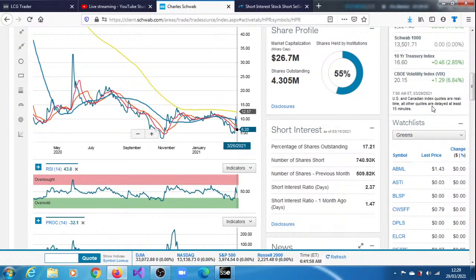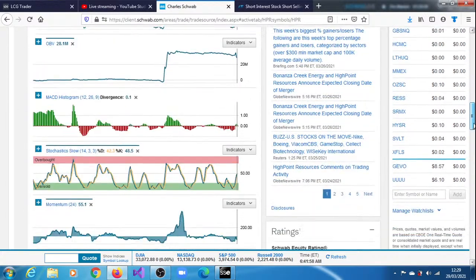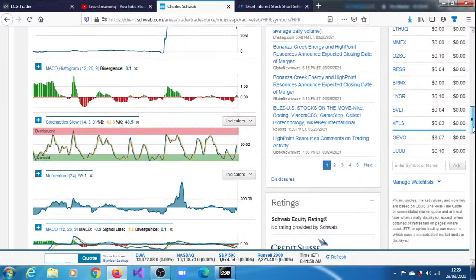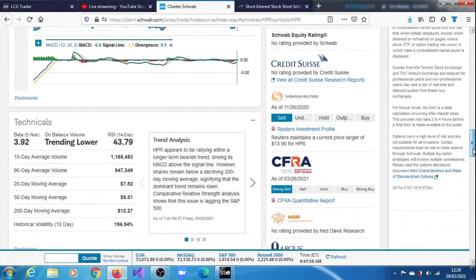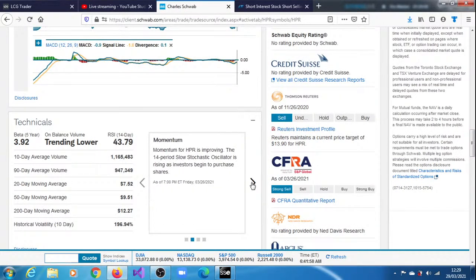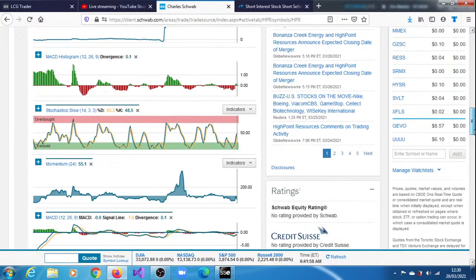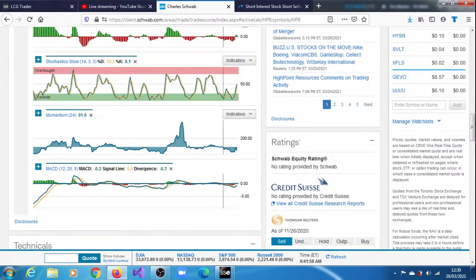So HPR is, by a lot of measures, not exactly the most fantastic stock, but it has a healthy amount of short interest against it. That is good. Momentum is improving. The 14-period slow stochastic oscillator is rising as investors begin to purchase shares. Is it improving? Okay, yes, you can see that it is improving.